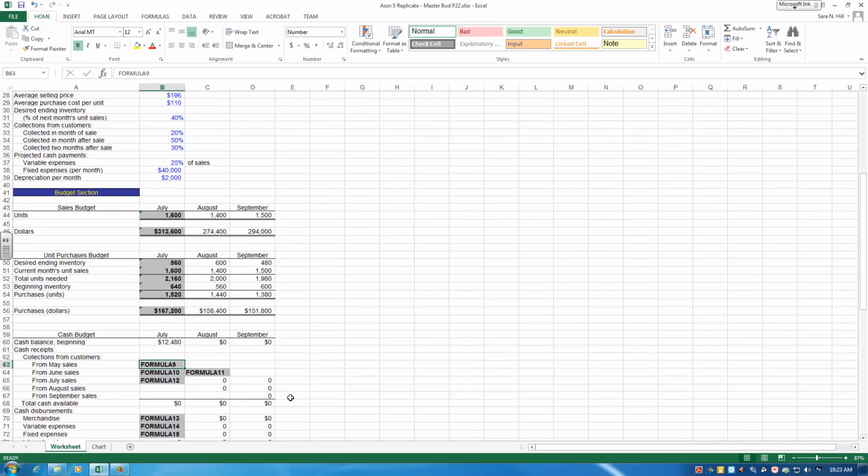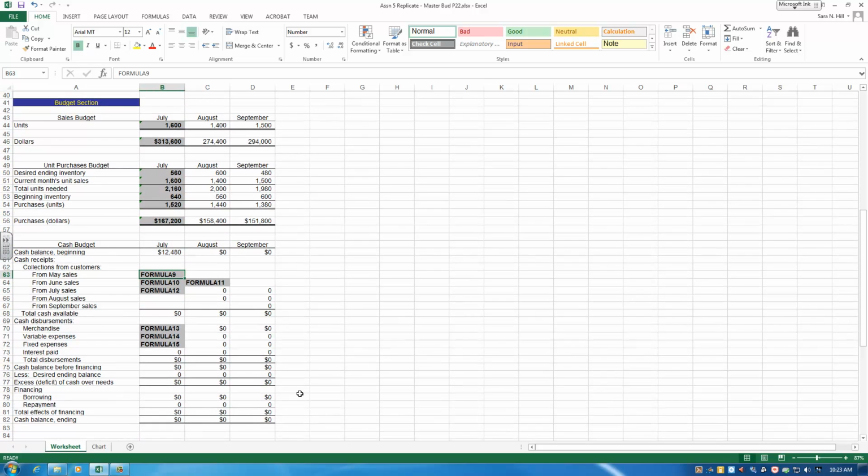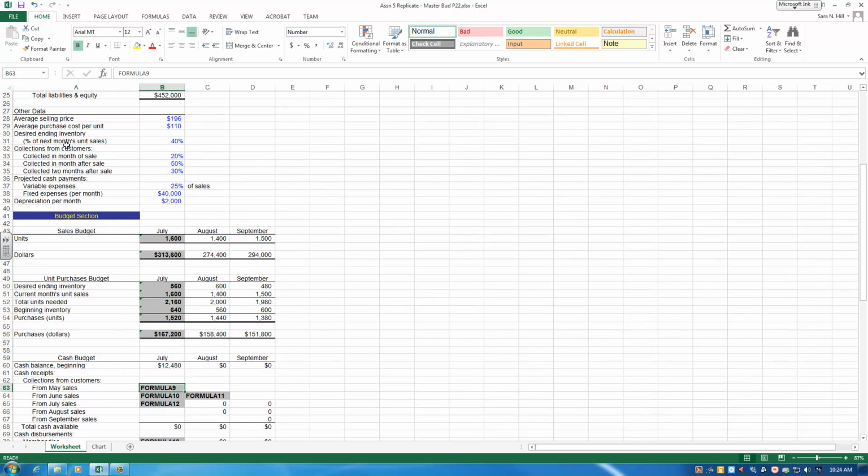So let's scroll down here and take a look at this cash budget. So we can see collections from customers. We've got it fanned out here. We're in the month of July, and we want to figure out what are we collecting in July from our May sales, our June sales, and our July sales. So if we remember from above, we've got some estimates here that we assume that in the month of the sale we collect 20%, the month following the sale 50%, and 2 months after the sale 30%.